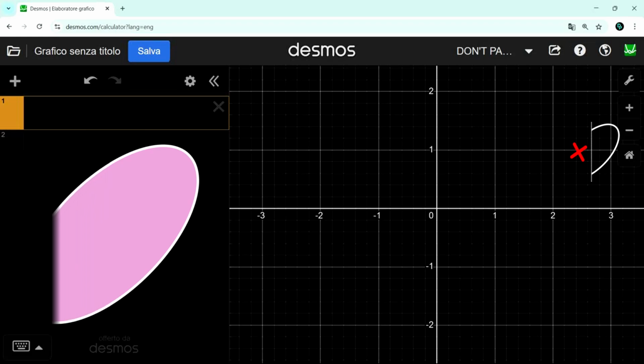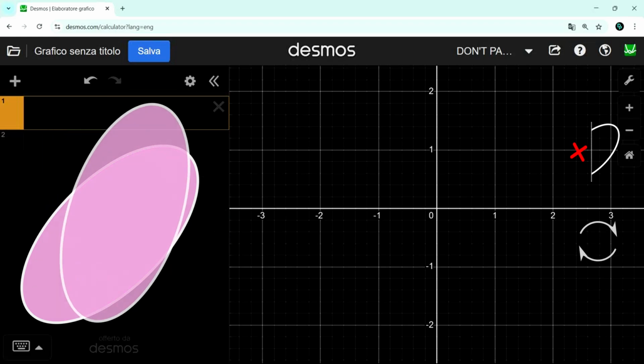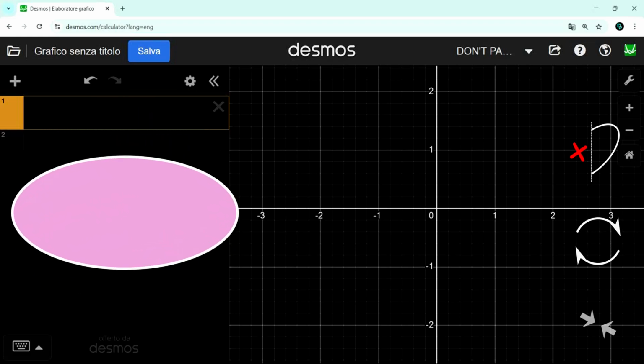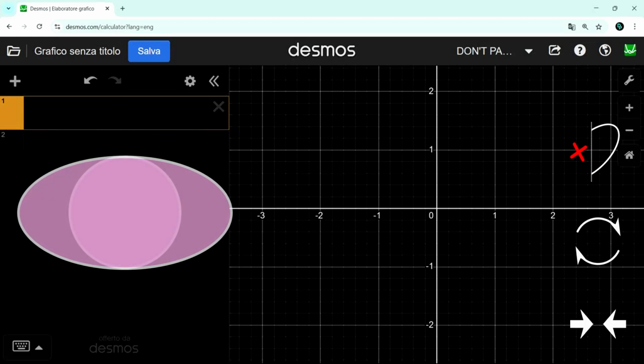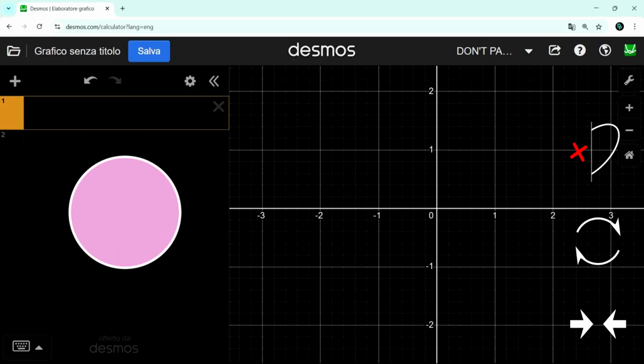What remains is a piece of a curve similar to a flattened circle, called an ellipse. You just need to complete it like this, see? Now let's rotate the shape slightly clockwise. Squish it from the sides, and here is a circle, whose equation we already know.